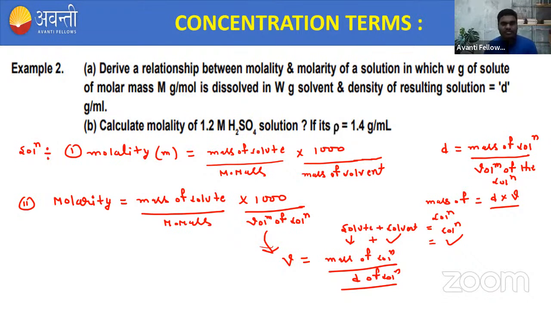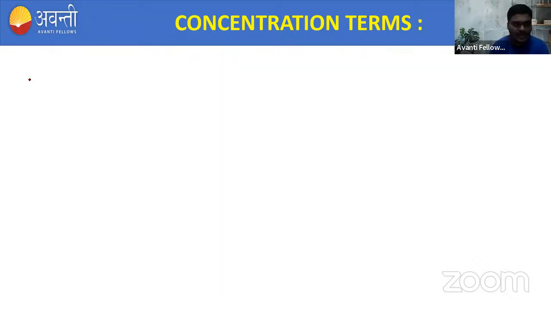Now, let's solve question B on the basis of this same theory. In this, you have to calculate the molality of 1.2 molar H2SO4 solution, if the density is this, right? So you have to calculate the molality of 1.2 molar H2SO4. Let me write the data here.